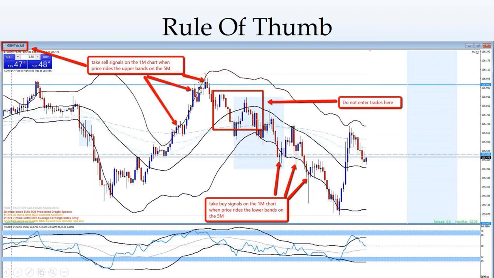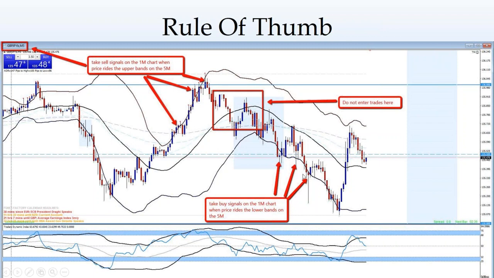So I would have been looking at a 1-minute chart while this is happening. And those sell signals on the 1-minute would be valid to me and high probability setups because we are maxing out on the 5-minute. We have a higher time frame confirmation. Conversely, we would take buy signals on the 1-minute chart when price rides the lower bands on the 5-minute. This is just going to present much higher probability setups.